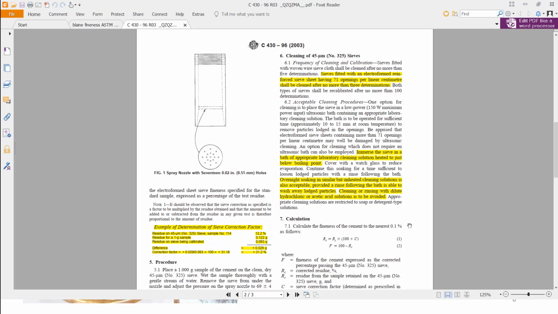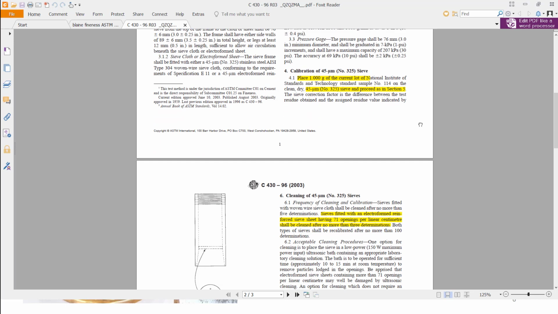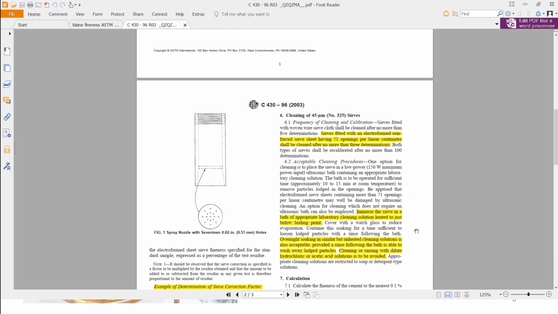What is the procedure to find the fineness using a sieve? There is a dry and a wet procedure. In the dry procedure, you pour 1 gram of the specimen onto the sieve. Rub the sample so that the finer particles leave through the sieve below. After a while, you will find the percentage retained on sieve number 325.